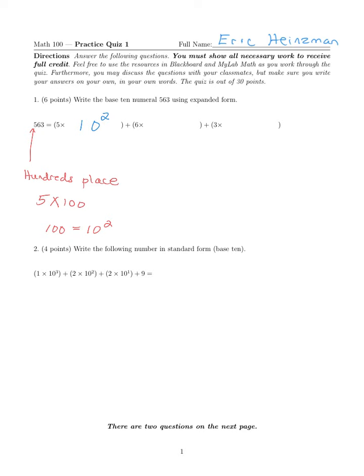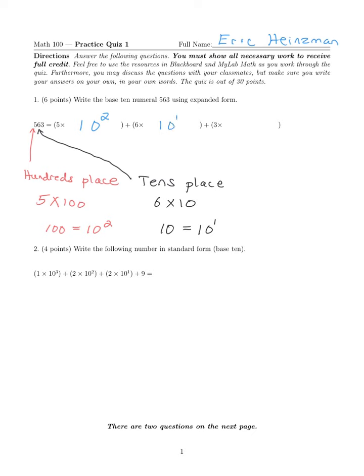Next, the 6, if I focus on that, the 6 is in the tens place. And that means we are multiplying 6 by 10. And you can think of 10 as 10 to the first if you'd like. So that's what I'll put here. This is 6 times 10 to the first.